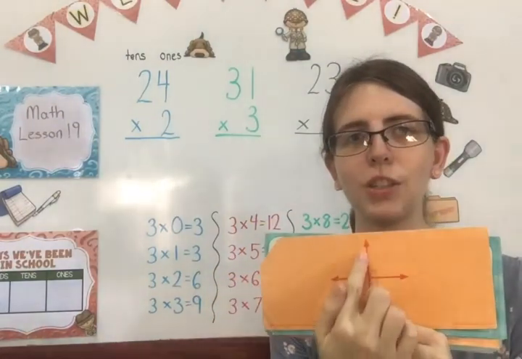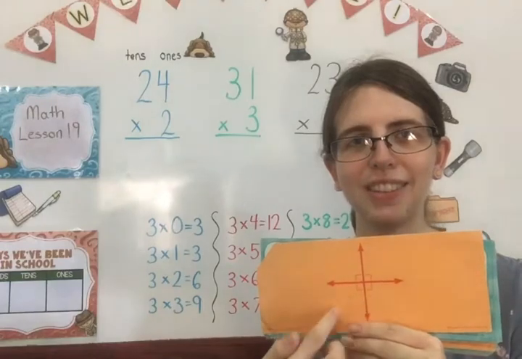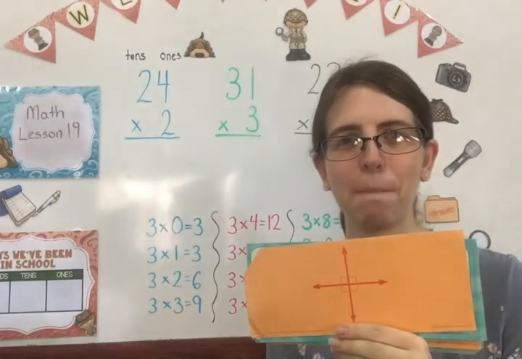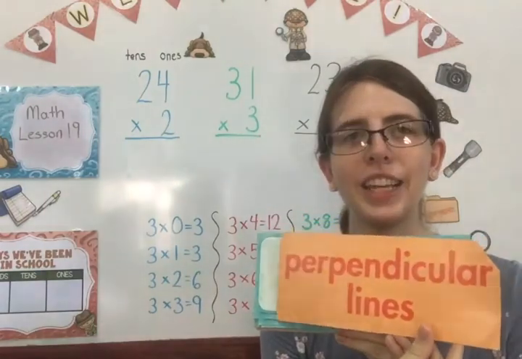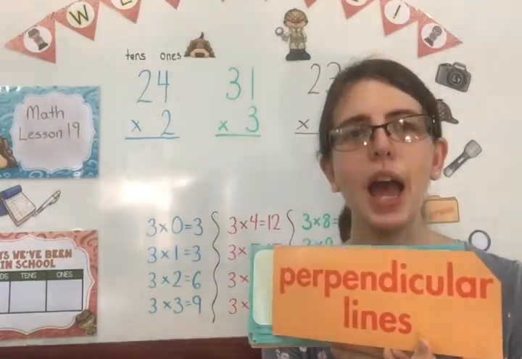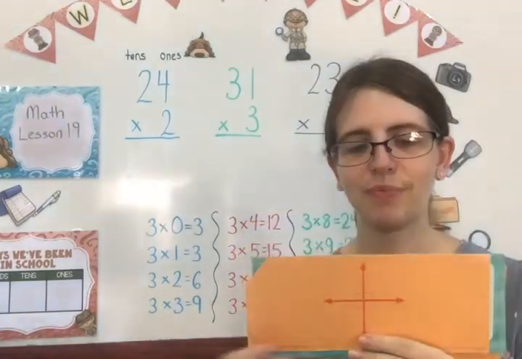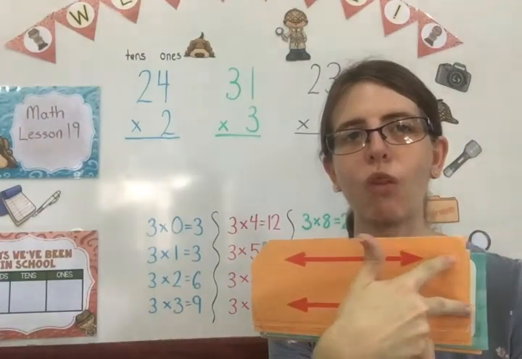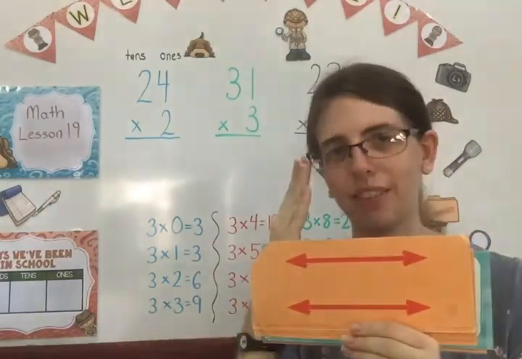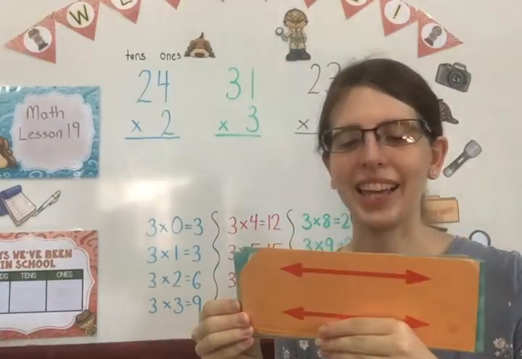Okay, what do we call two lines that cross through each other at right angles? It's a big one, remember? Perpendicular lines. Say that with me. Perpendicular lines. How about two lines that do not cross each other ever? Parallel lines. Good.